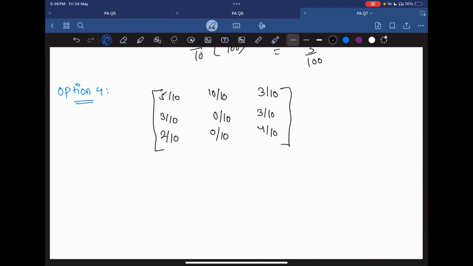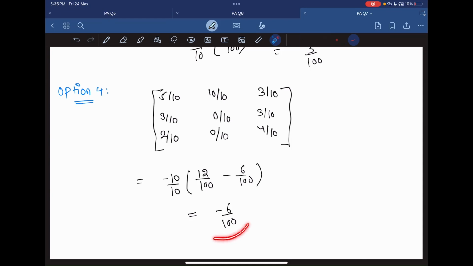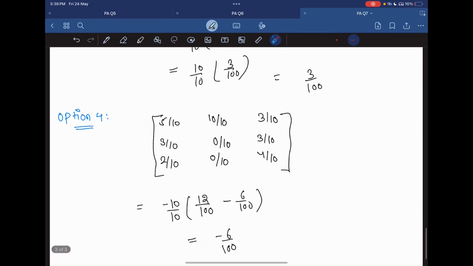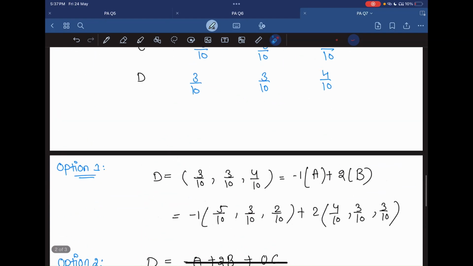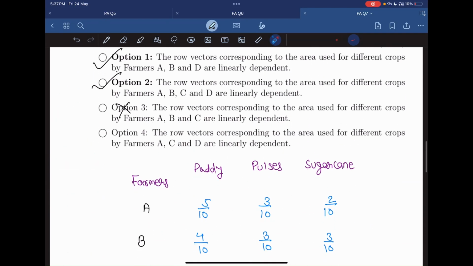Now let's check the determinant of this matrix. I will be finding the determinant along this column expansion. Minus 10 by 10 times 12 by 100 minus 6 by 100. So that gives us 6 by 100 minus 6 by 100 as the determinant. So again it is a non-zero. That means these vectors are linearly independent. Hence option 4 is also incorrect as it says linearly dependent.